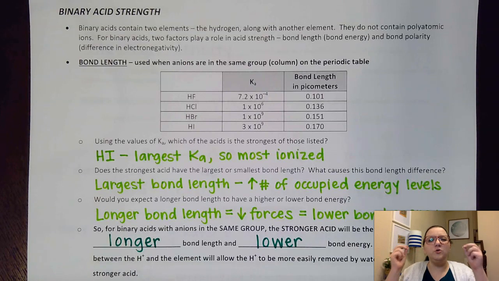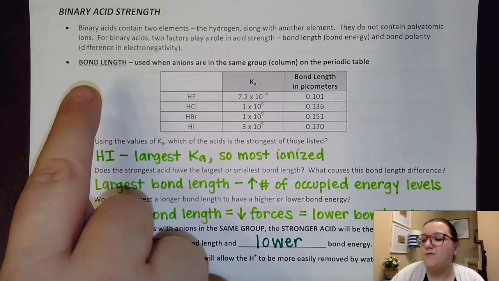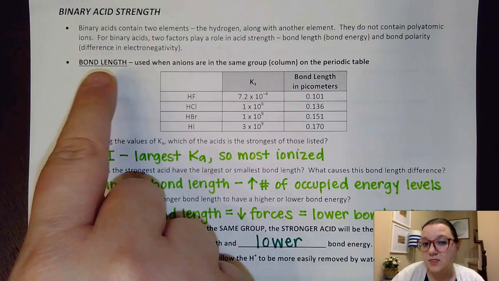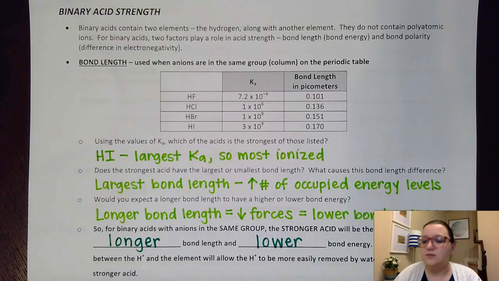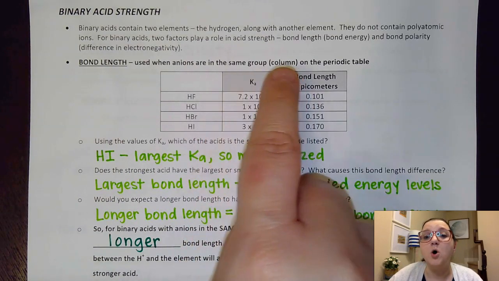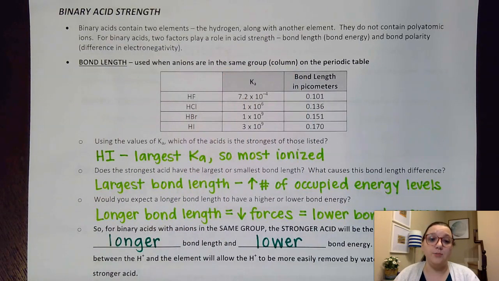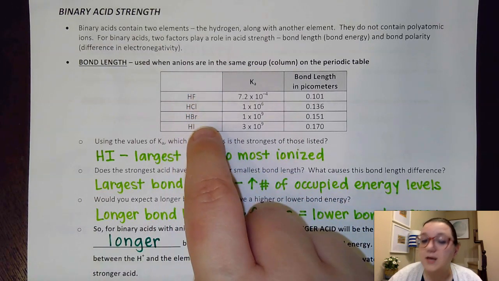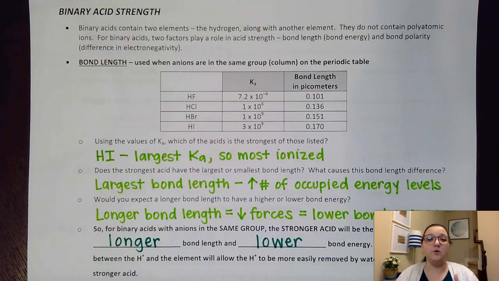And which of those you use to justify why one acid is stronger than another depends on what elements you are comparing. For example, if I'm trying to use bond length to compare, then I need to use that when I have elements that are in the same group or column on the periodic table. For example, here I have fluorine, chlorine, bromine, and iodine. I notice that those are all in group 17. They're all halogens. And so I want to use bond length to justify why some of these are stronger than others.